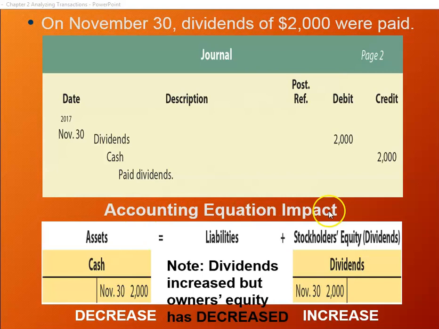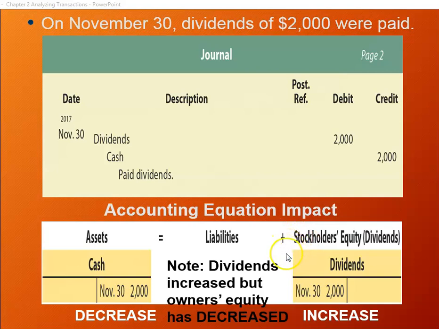Looking at the accounting equation here, assets have most definitely gone down. That's why we have $2,000 here over on the right side of our little T account. And dividends have gone up. But I want you to understand that as dividends go up, stockholders' equity goes down.